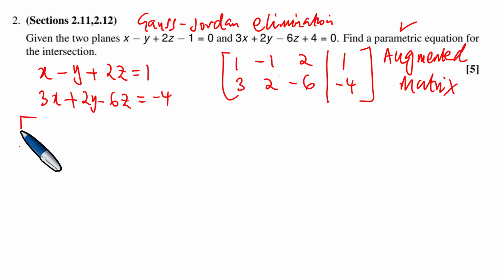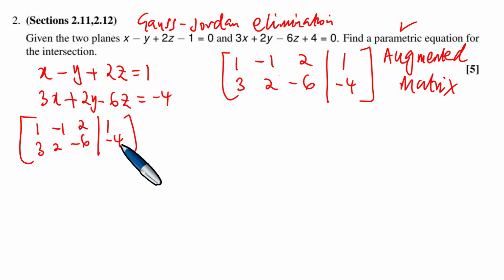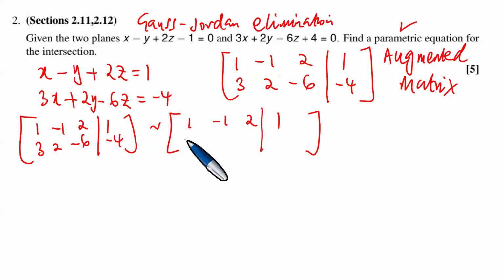Yeah, we're good. So we're going to start. We can write this one first and the other one, etc. So we have 1, minus 1, 2, then 1. We have 3, 2, minus 6 together with minus 4 that way. And then we will reduce this one, because there's already a 1 in the first row, we're going to get a 0 here. So we're going to say, for instance, row 2 minus 3 row 1.